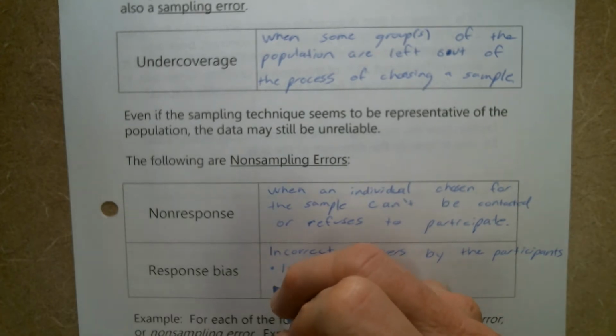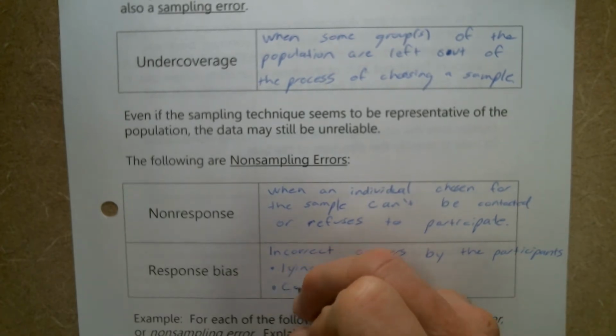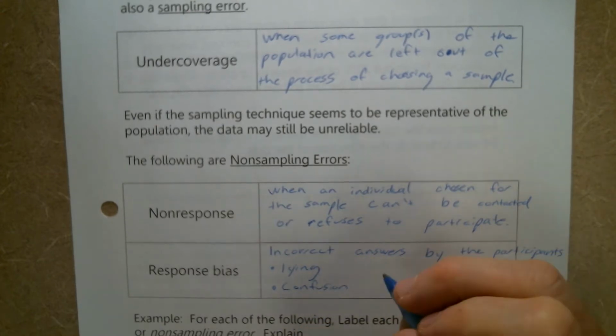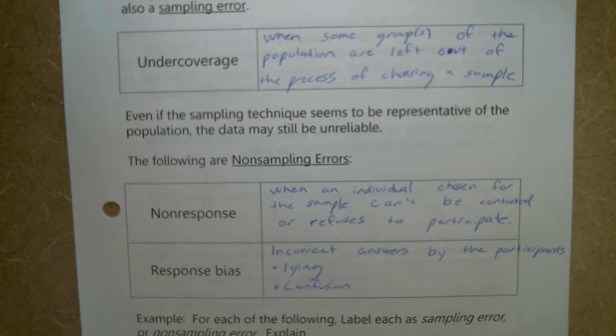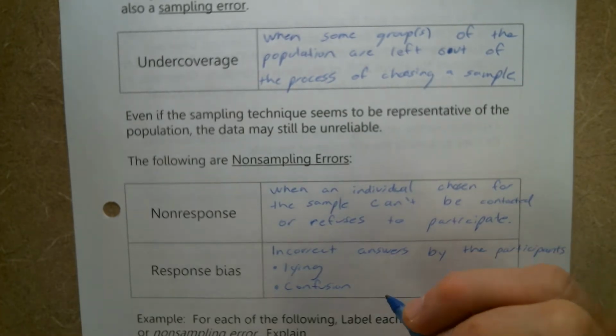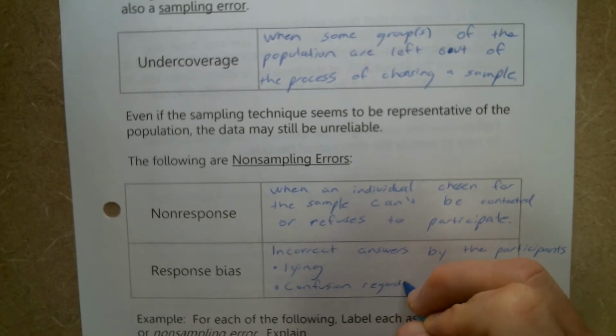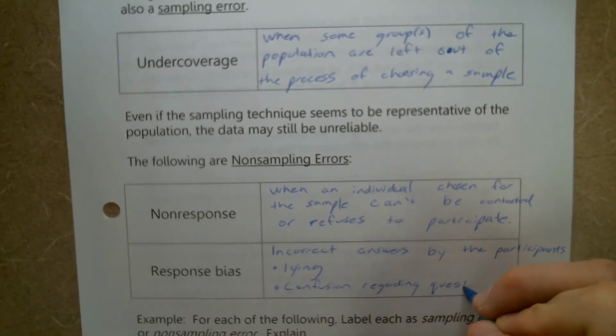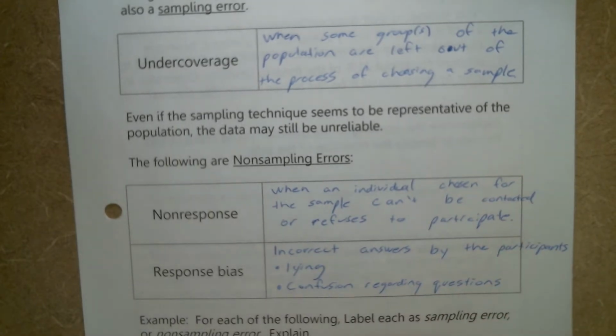One is confusion. Depending on how you're doing your survey, the questions might be verbal, where they can ask for a clarification, or they might be reading a paper survey, reading your question, interpreting it one way when you meant it a completely different way. So confusion regarding questions, and they're answering a different question than the one you meant to ask. So then you get an incorrect answer because they answered a question that you weren't actually asking.